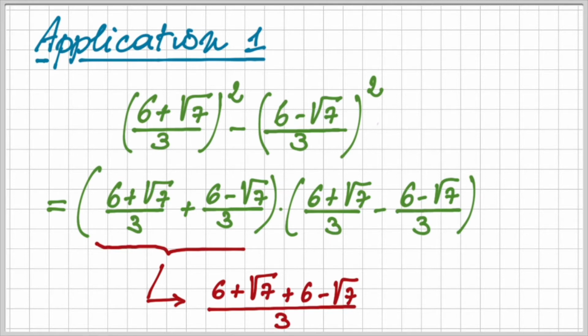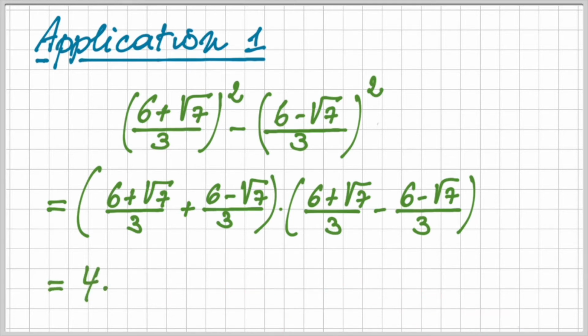Now (6 plus square root of 7) over 3 plus (6 minus square root of 7) over 3 have the same denominator, so we can add the numerators and we find 6 plus square root of 7 plus 6 minus square root of 7. We can simplify because we have plus square root of 7 and minus square root of 7. This gives us 6 plus 6 divided by 3, which is 12 divided by 3, and this is equal to 4. So we can replace this first term by 4.